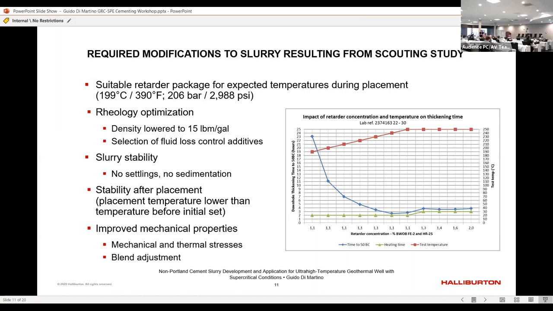Thanks, Martino. No problem. And what was the green? It is the heating time. Yeah, exactly, green is the heating time. This is the time to 50 BC, and this is the temperature. Is that the set time or the setting time, Martino, the green one? The green one is the heating time, I mean, the ramp that we use to perform the thickening time test. At this temperature you have to use a heating time which is not 50 minutes or 1 hour. It's more than 1 hour, so it's 2 hours, to let the slurry become hot without any damage to the equipment.